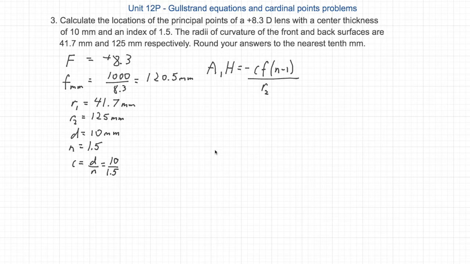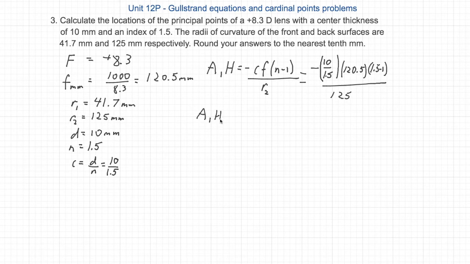That's the distance from the first surface, the vertex of the first surface, to the primary principal plane. And we'll fill in what we know. And we find that that distance equals negative 3.2 millimeters. That means that the primary principal point is to the left in a negative direction.